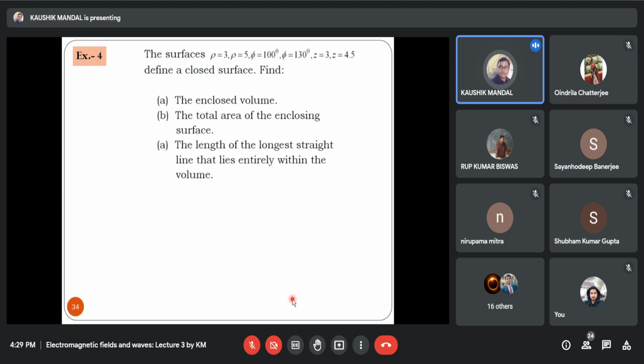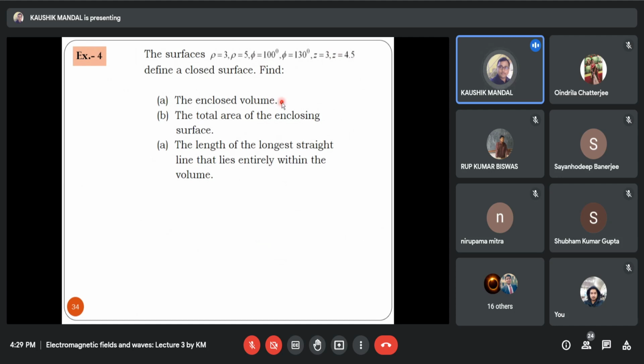Next, another example. There are two surfaces. Rho equal to 3, rho equal to 5. The radius of this surface is more. Phi is 100 degrees, phi is 130 degrees. Z is 3, Z is 4.5. So there is a difference in the height of the surfaces. One is 3, another is 4.5.